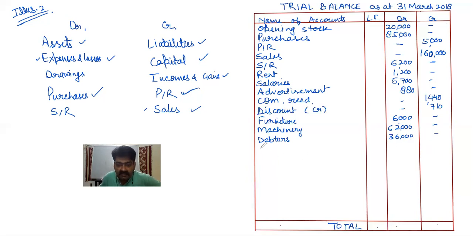Next is creditors. Creditor is one of the liabilities, and you know all the liabilities will come in the credit side. So the amount of creditors, that is 12,750, will come in the credit side. After that, bills receivable is written. Bills receivable is one of the assets, and the 4,600 rupees amount will come in the debit side because all the assets always have a debit balance.